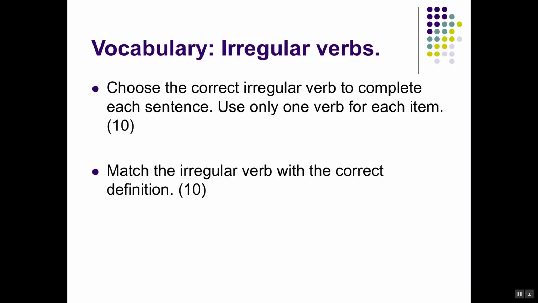Let's start with the first section, vocabulary, irregular verbs. There are 2 parts to this section. The first part will ask you to choose the correct irregular verb to complete each sentence and use only 1 verb for each item. There will be 10 like that for 10 points. And in the second section, it will ask you to match the irregular verb with the correct definition, and there will be 10 matching items, 10 verbs and 10 definitions for that section, which totals 10 points.